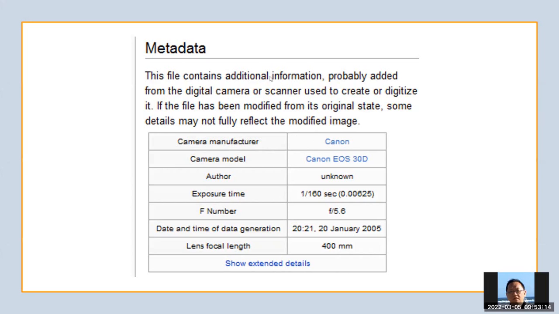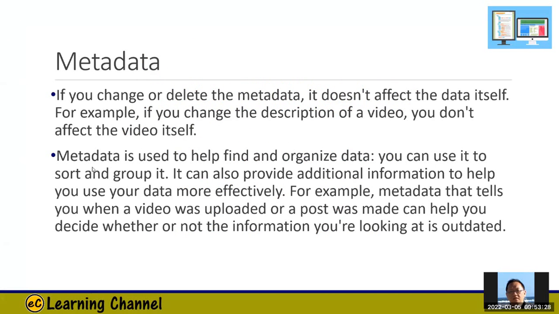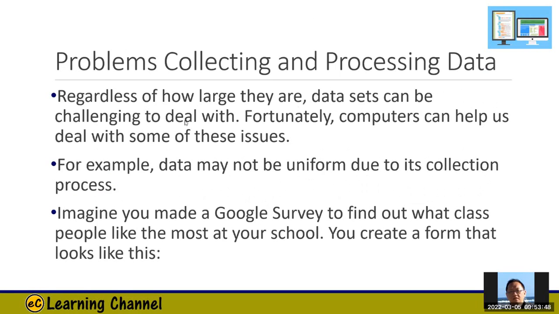For example, in a JPEG you may see what camera was used, the camera model, the exposure time, the f-number, the focal length, something like that. That's called metadata. Metadata is used to help find and organize data, so you can use it to sort or group it.